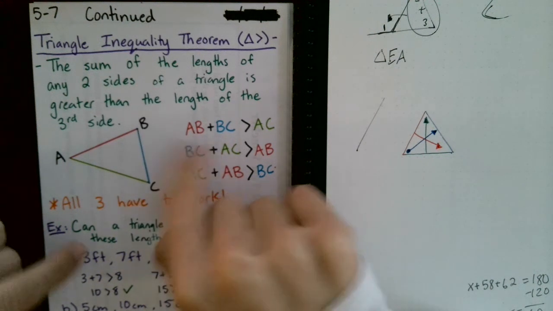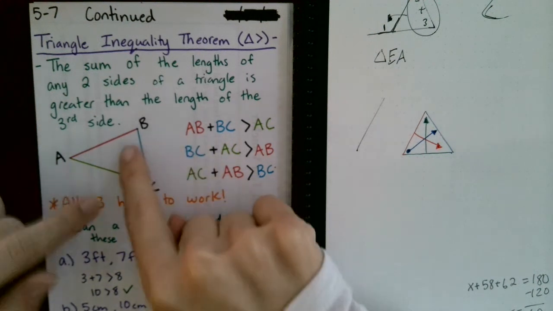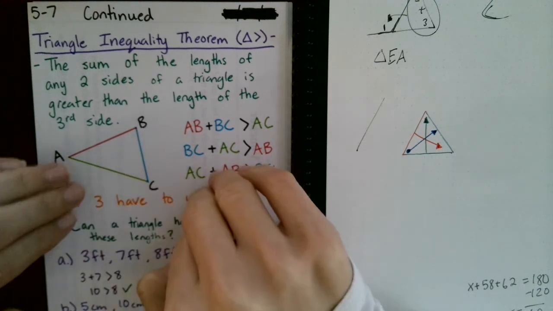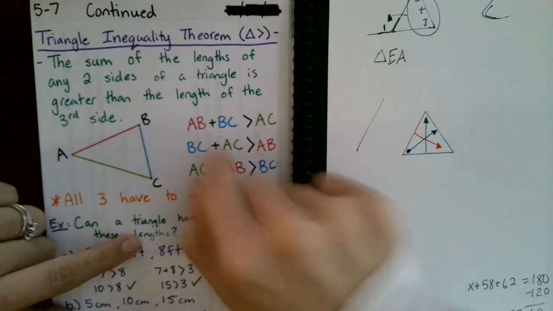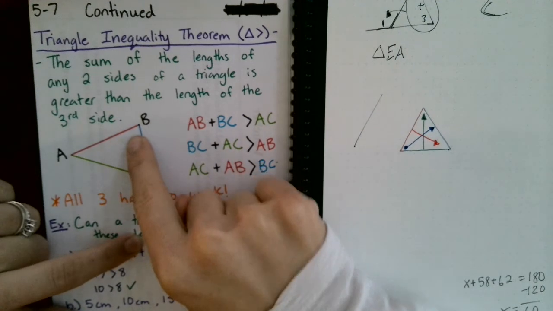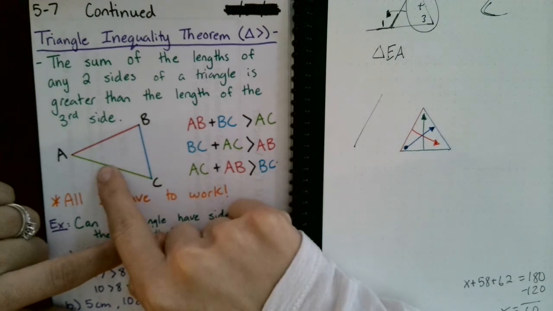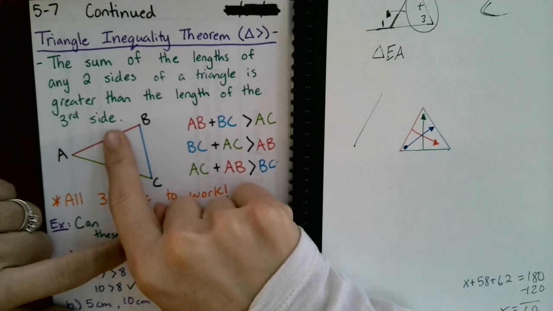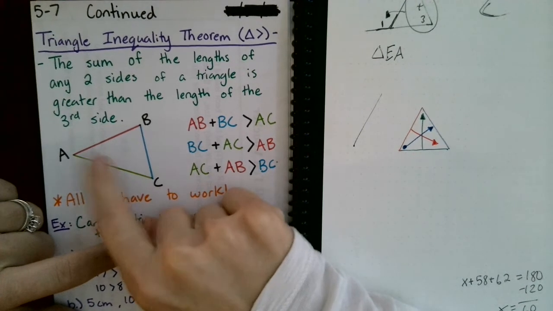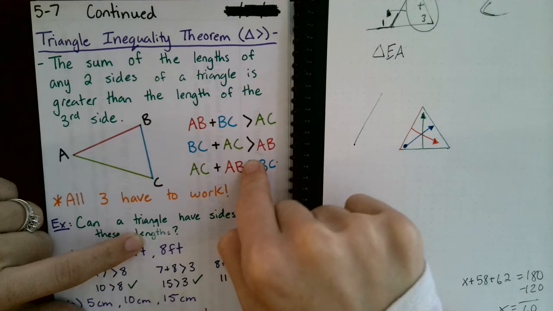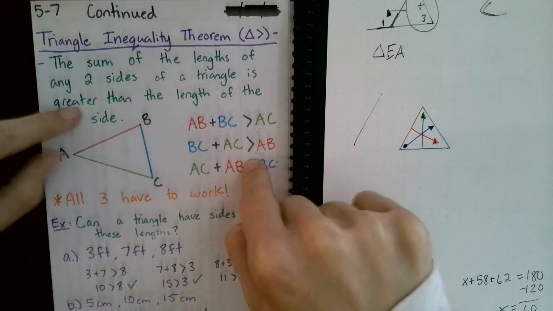So here's how we do this. I can add up any two sides of a triangle, and it has to be bigger than third, or else it's not a triangle, okay? And so we have to make sure all three of these work. So if I add up the red one and the blue one, it has to be greater than the green one. If I add up the blue one and the green one, it has to be greater than the red one. If I add up the red one and the green one, it has to be greater than the blue one. Okay, and all three of those have to work, or else it's not a triangle.